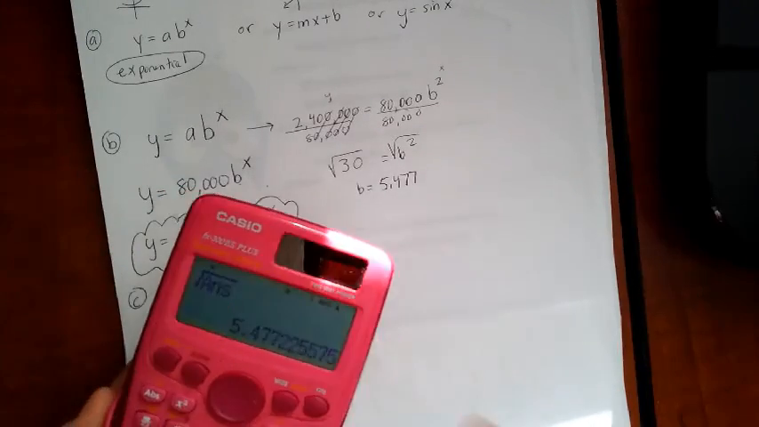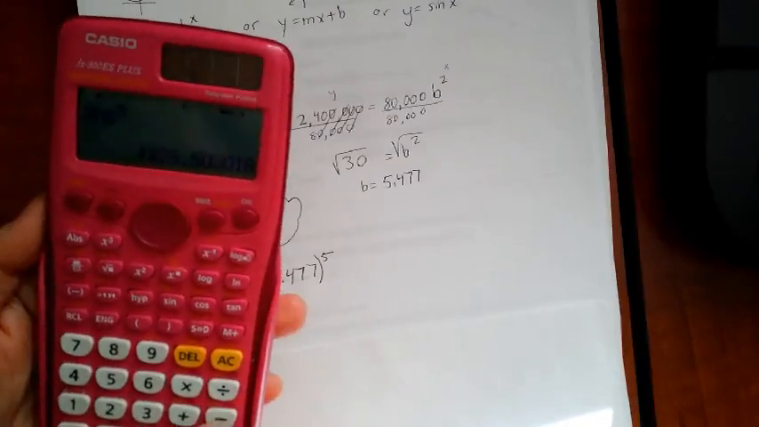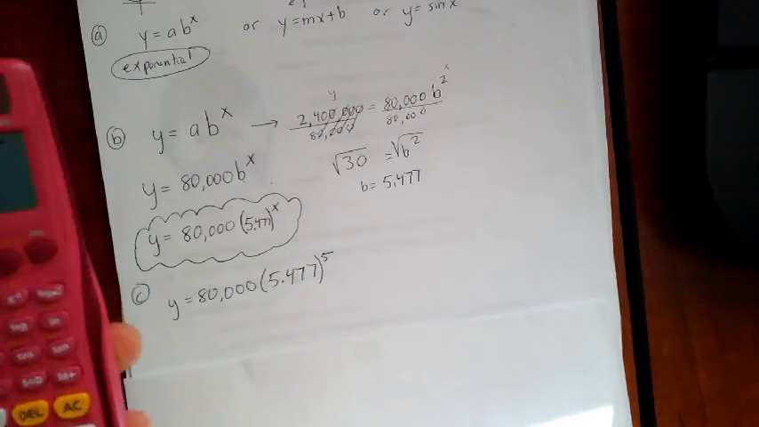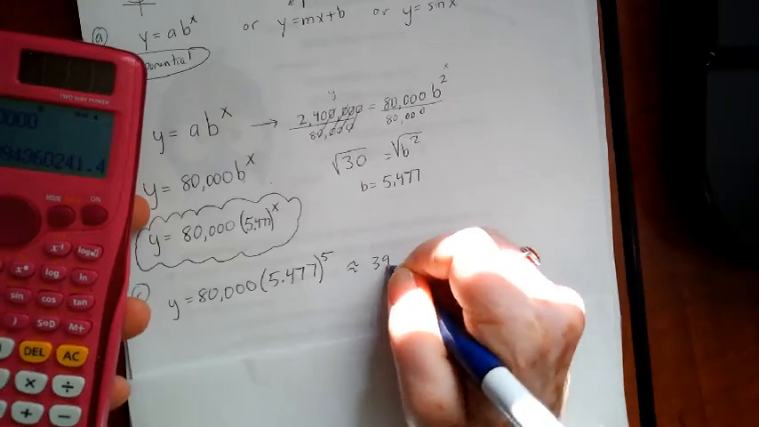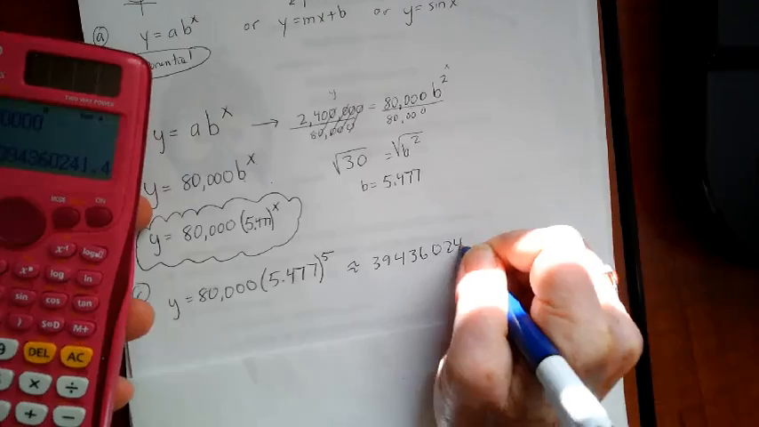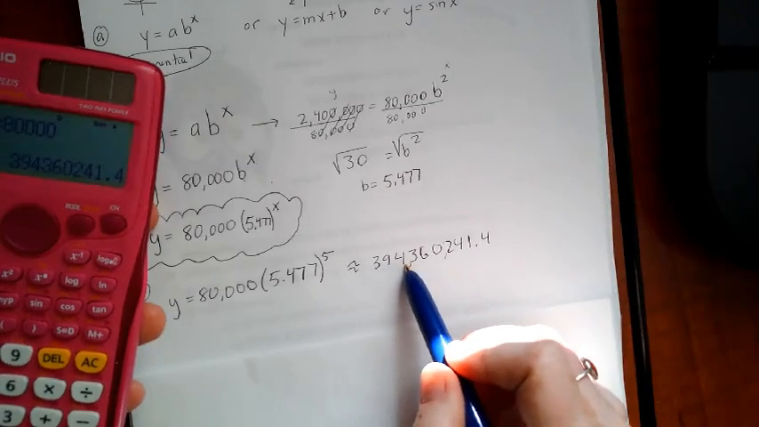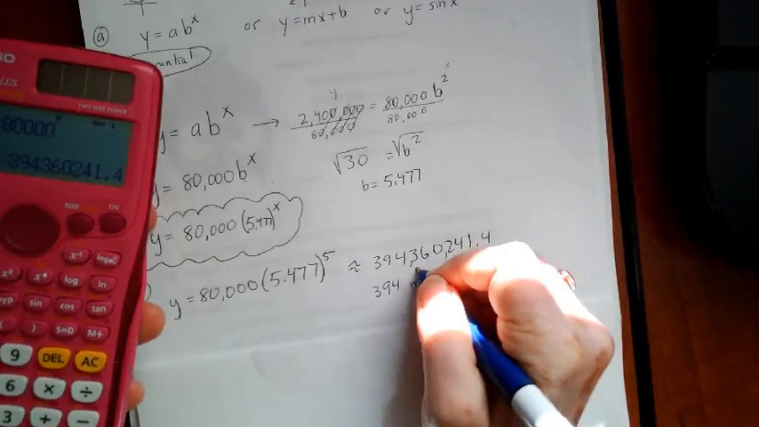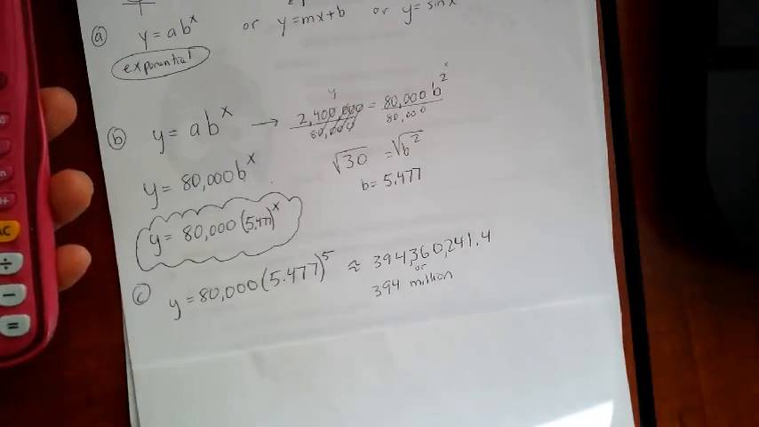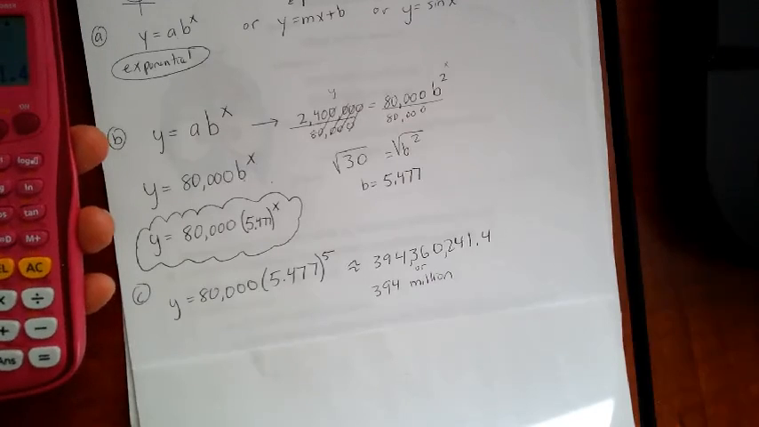I already have the number in my calculator, so I'm going to raise it to the 5th, and then multiply that number by 80,000. Oh boy. So that's about, let me write it down first, 394 million. That's a lot. And then letter D says, according to your model, in what year was the first pair of rabbits introduced into Australia, and is that reasonable?